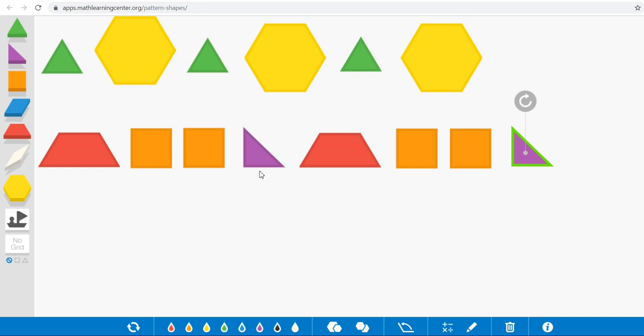All right, so I'm going to do one more pattern with you guys, and then you guys can play around with it on your own. And well, you might need some help logging into it or finding the website, but it's really easy to use once you get there. All right, I'm going to use a rhombus next. So we have a rhombus, a blue rhombus. I'm going to create a pattern, and then I'm going to just see if you guys can figure it out.